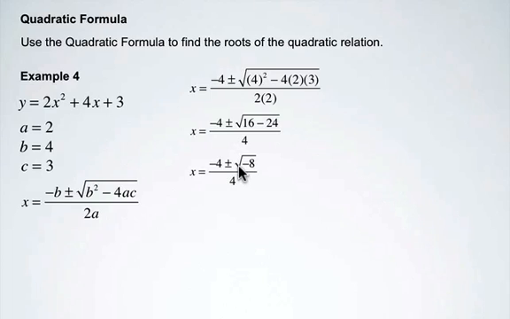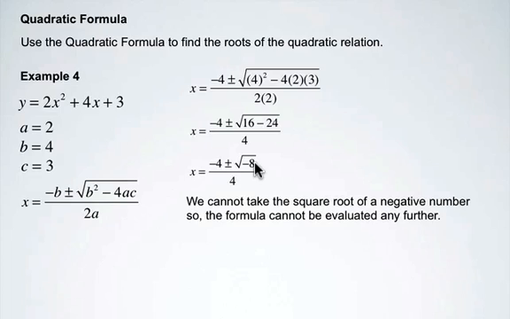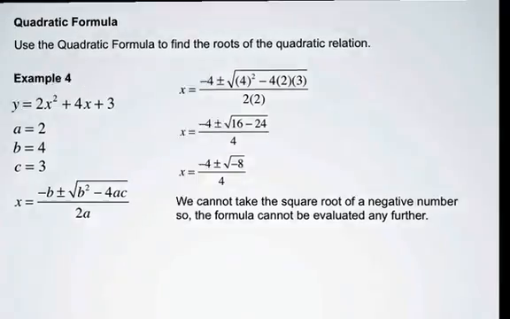This is a problem. We cannot perform the square root of a negative number. No two numbers can be multiplied together, or no number can be multiplied by itself to give us a negative number. Therefore, this quadratic relation does not have any real roots. We'll come to this conclusion any time the square root is a negative number. We can't take the square root of a negative number, so the formula cannot be evaluated any further.